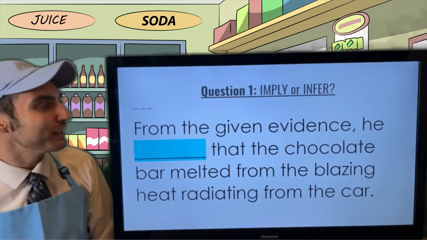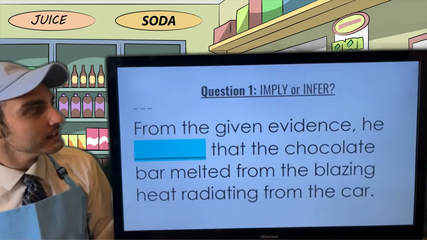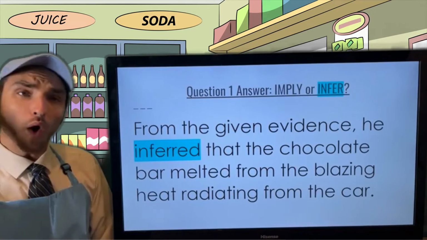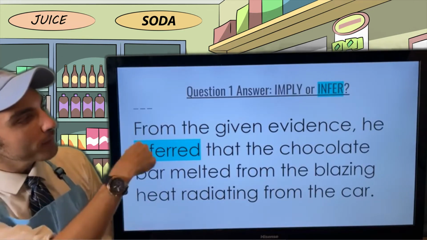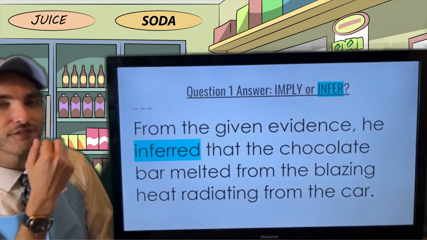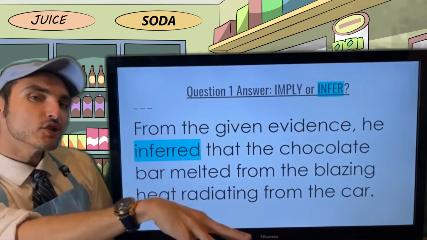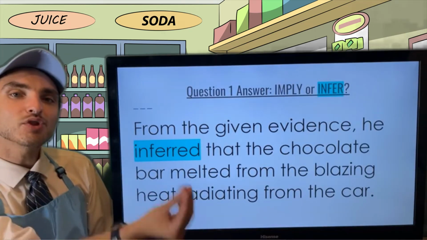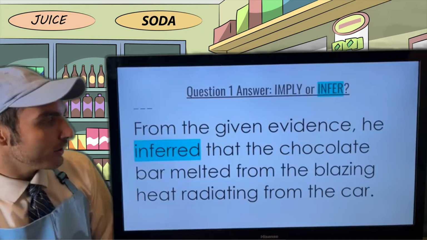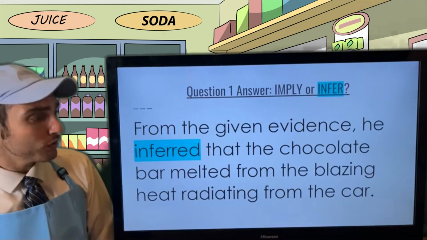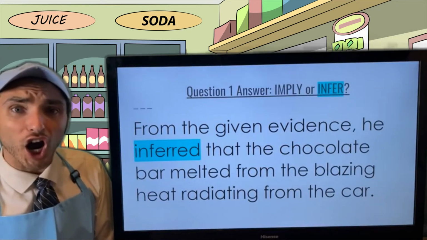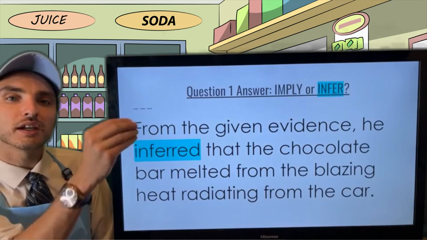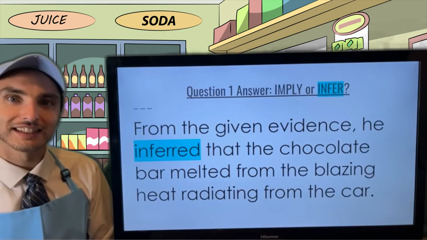Okay, I'll go ahead and give you the answer. The correct answer is infer. Well, how, Mr. Goody Grammar? From the given evidence, he inferred. An individual took the given evidence of the melted chocolate bar and came to a conclusion. He inferred that it melted due to the blazing heat in the car. Inferred means to come to a conclusion from given evidence.